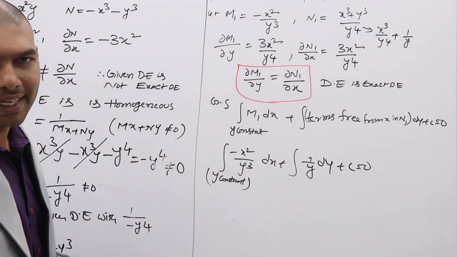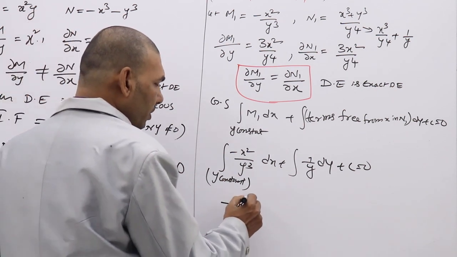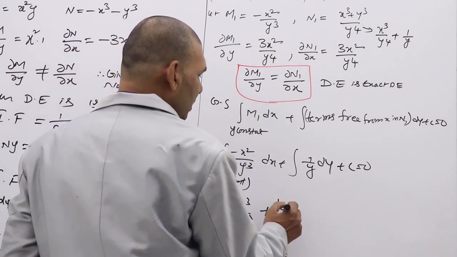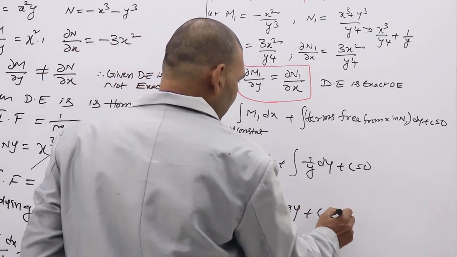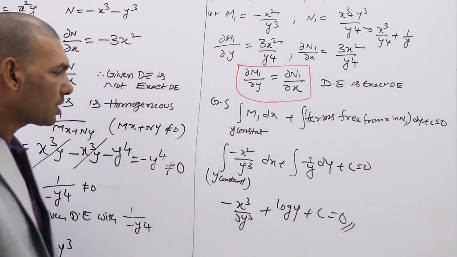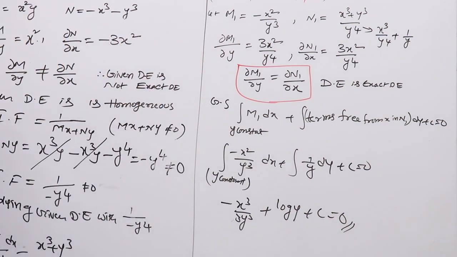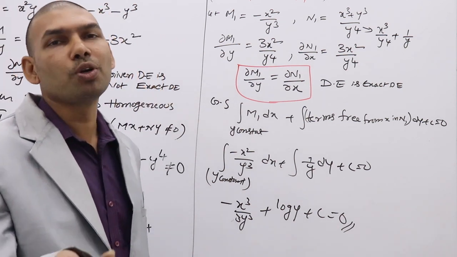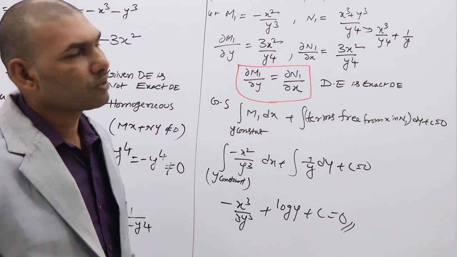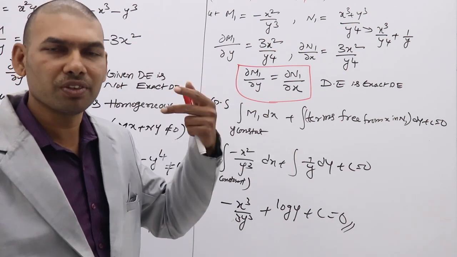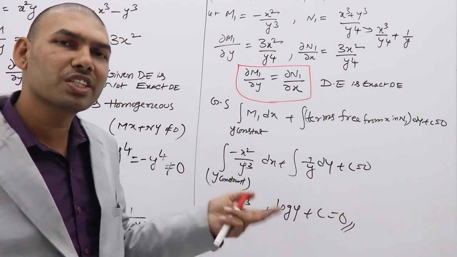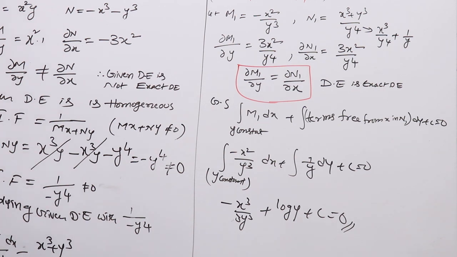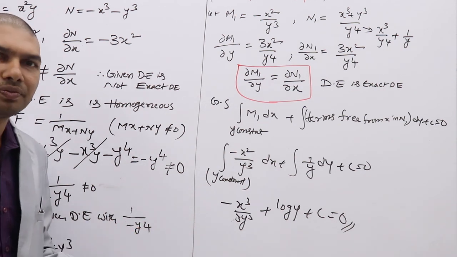So now integral of x square is x cube by 3, so minus x cube by 3y cube, plus integral of 1 by y is log y, plus c equal to 0. This is the general solution of the given non-exact DE, the DE which can be reducible to exact, that means which is not actually exact, but can be reduced to exact by multiplying with a suitable integrating factor. Are you clear?